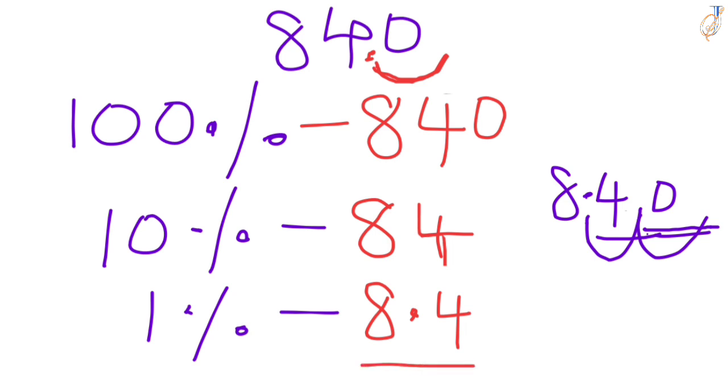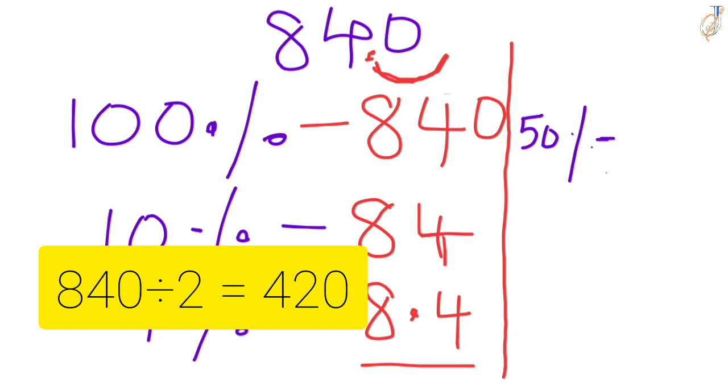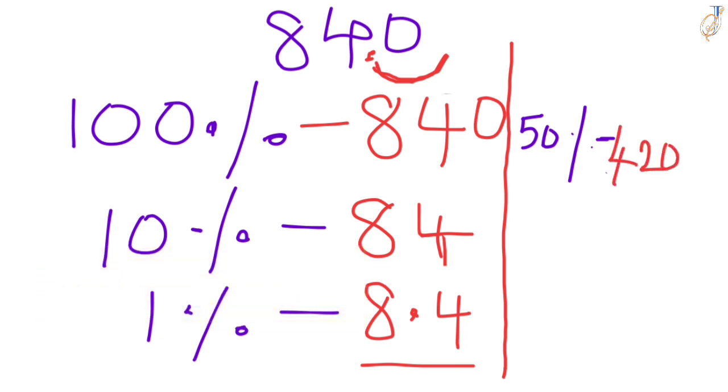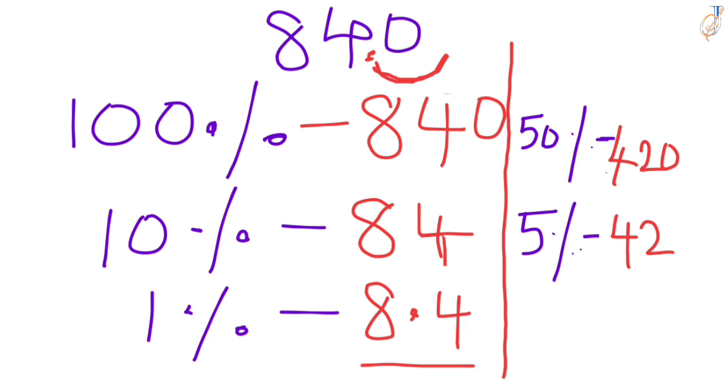Now we will see what is 50% of 840. 50 is nothing but half of 100. So 100% is 840 and for 50% you have to take half of this 840. So what is half of 840? It's 420. Then we will see what is 5% of 840. 5 means half of 10. So half of 84 is 42. Using this method, you can do any problem.